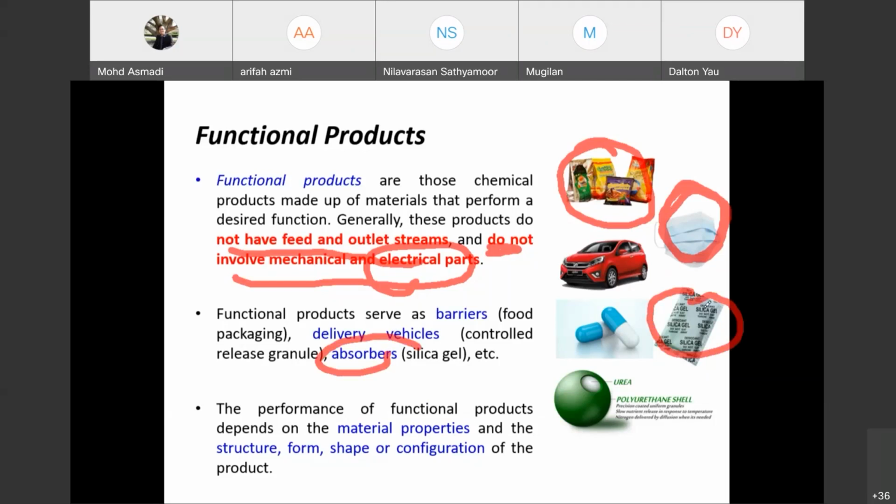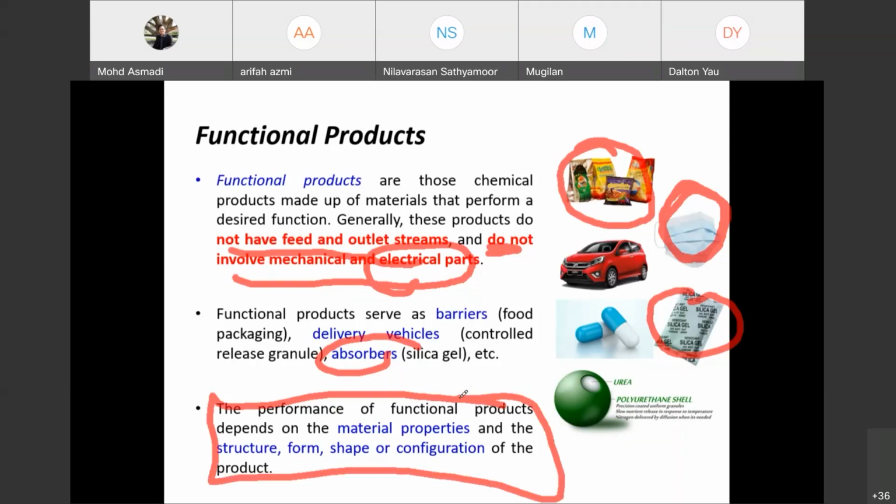And the performance of the functional products, actually this one is similar to the chemical device. The performance of the functional products depends on the material properties, okay, structure, form, shape, and also configuration. This is similar to the chemical devices, okay. So this is important. Only the difference here, this one, okay. You should know this, the difference between chemical devices and also functional products, okay.